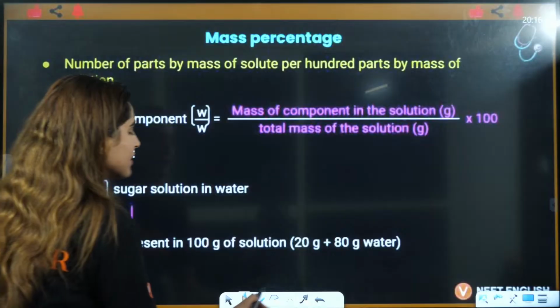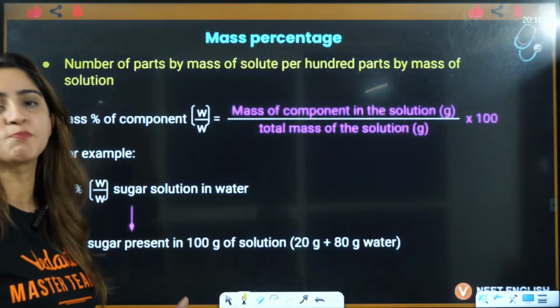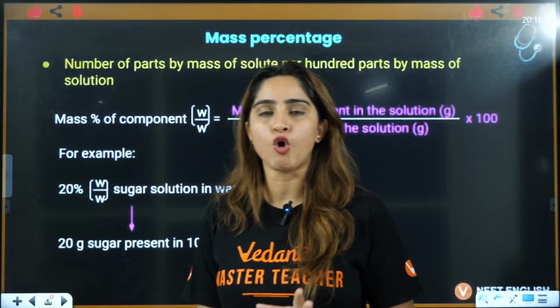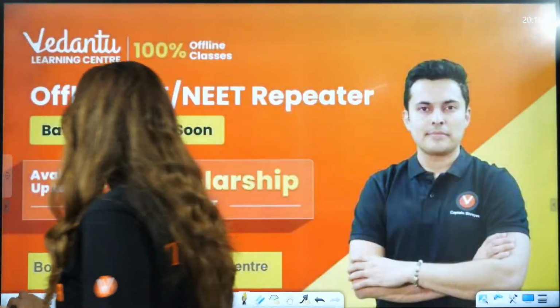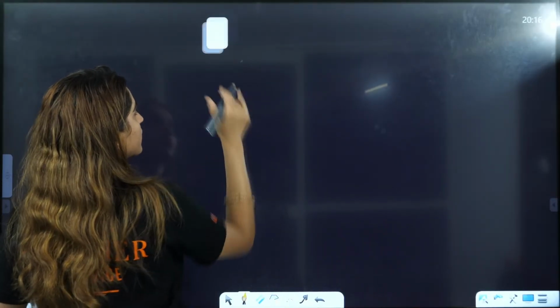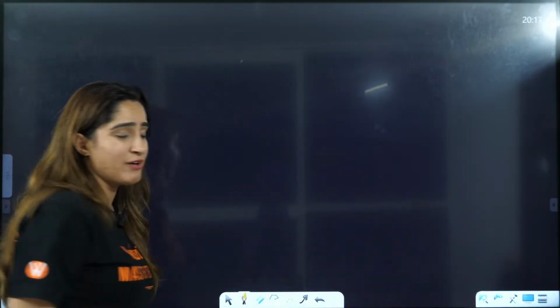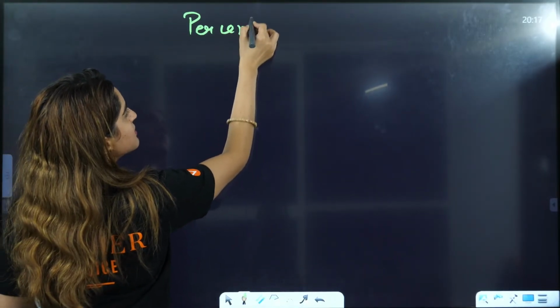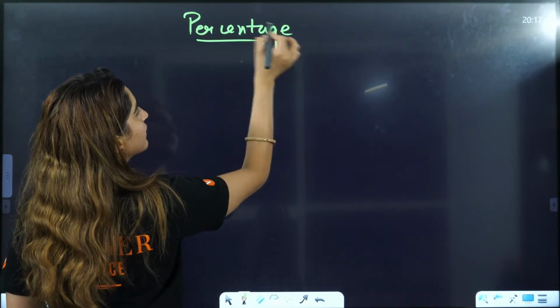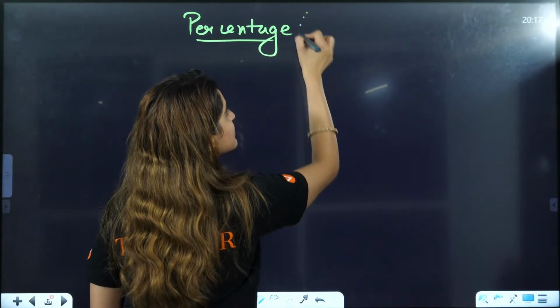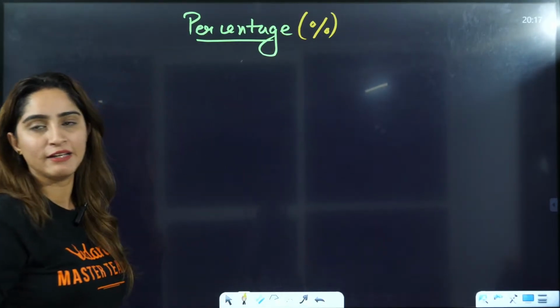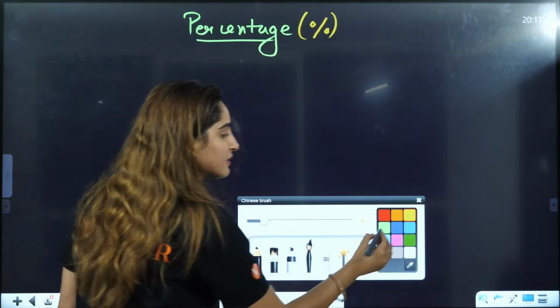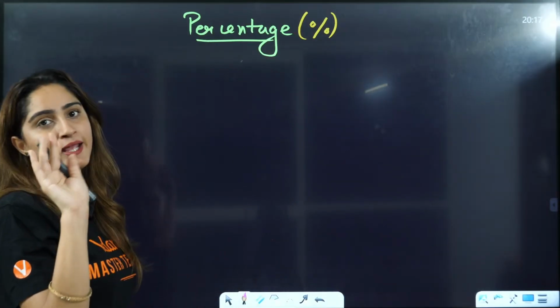So, first thing is, if you talk about mass percentage, firstly, we are going to talk about the percentage, right? For that, you tell me one thing. Students, whenever you calculate the percentage of anything, what do you do? Percentage of anything is calculated by multiplying it by 100.